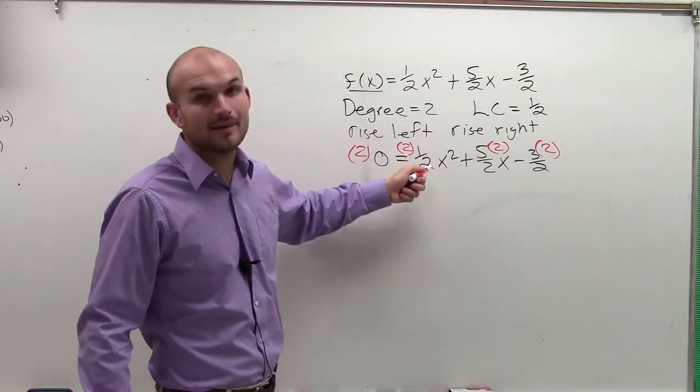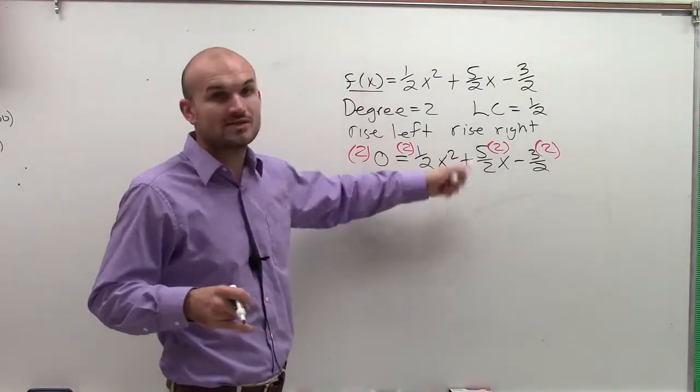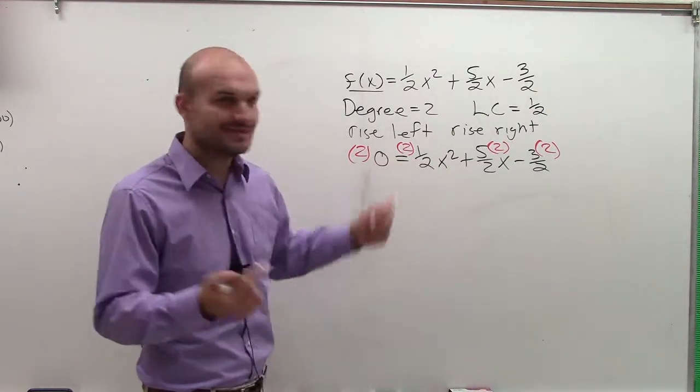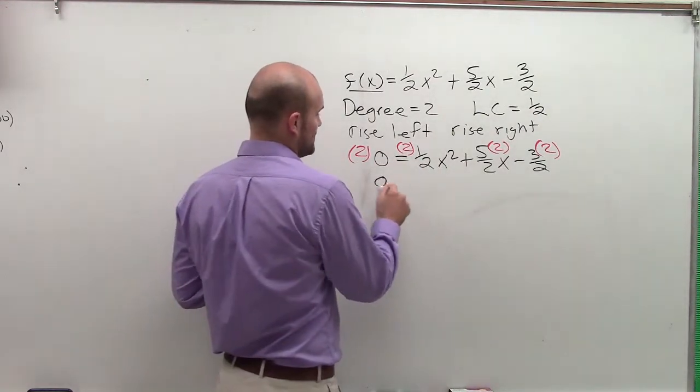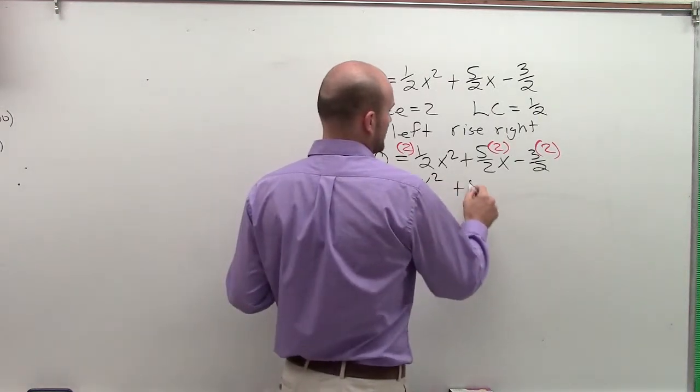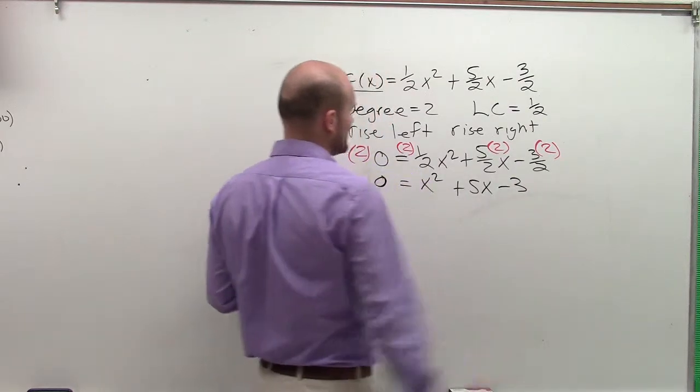2 times 1 divided by 2 equals 1. 1 times x squared is just x squared. So really, cancel out is not the best term, but you can see what's happening. So therefore I have 0 equals x squared plus 5x minus 3.